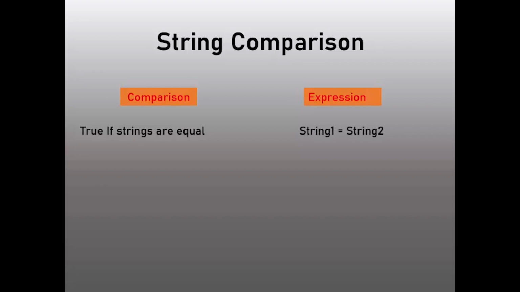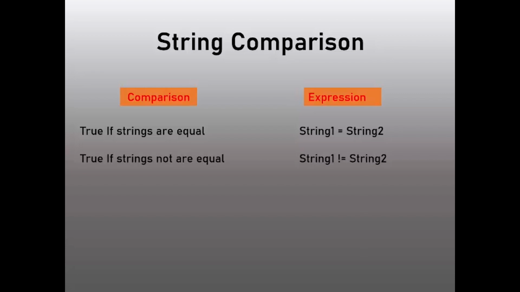Next is string comparison. So if you want to compare strings, so if you want to check whether the strings are equal, then you should use the equal to sign, but with space. Because if you don't use space, then it becomes assignment, the one which we did in the variables. For comparison, you should give space on either side of the equal to.